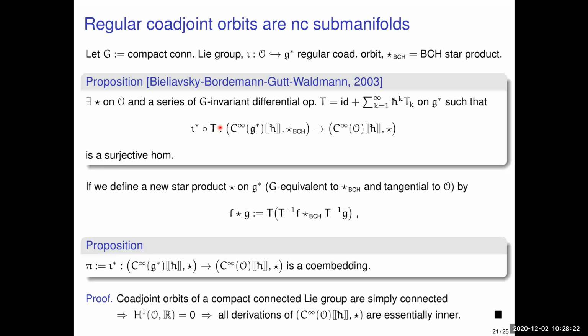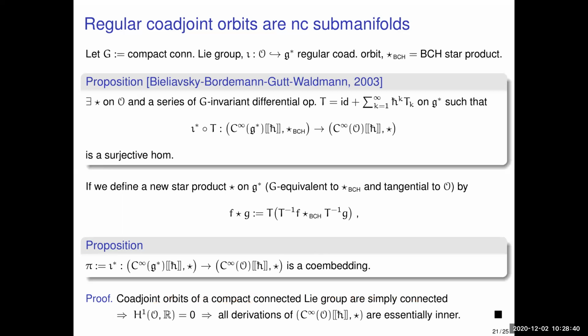The important point is that if you call pi this map, this is not only a quotient map, but it is also surjective on derivations. And again, for in some sense trivial reasons, meaning that if you have a compact connected Lie group, we know that coadjoint orbits are simply connected.